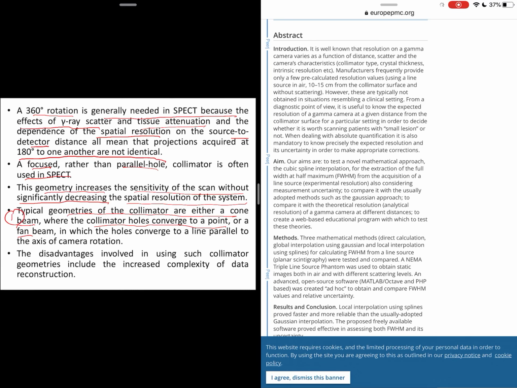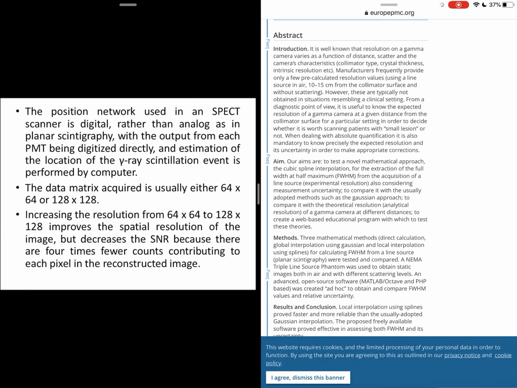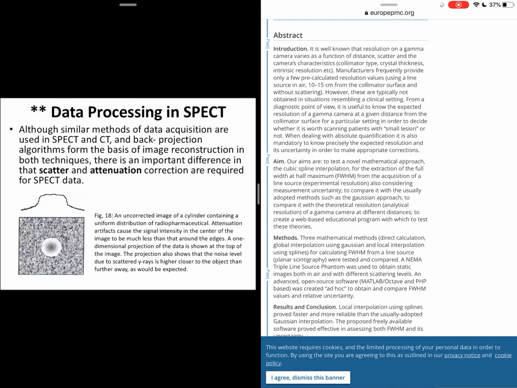The typical geometries of the collimator are either a cone beam, where the collimator holes converge to a point, or a fan beam. So we have here two types of beams. The first one is the cone beam and the second one is the fan beam. The holes converge to a line parallel to the axis of the camera rotation. The disadvantage involved in using such collimator geometries includes the increased complexity of the data reconstruction. Okay, this one you can read on. Now I want to proceed with the data processing in SPECT.